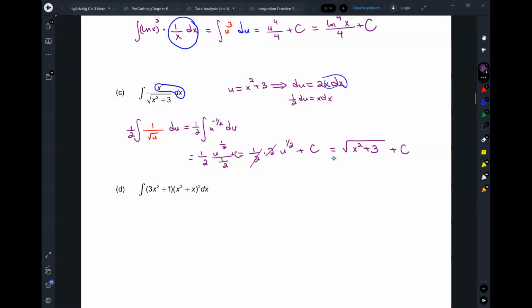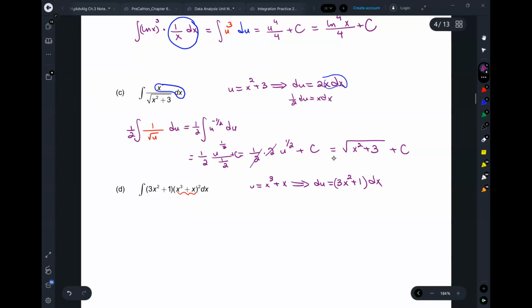Okay. What about this next one? What would you, nope, can't be 2 u's. Look for the more complicated part and go inside. x cubed plus x, this one. Just the inside, not with the square, just the inside. Isn't that cool? So look, u is x cubed plus x, right? So what's du? It's 3x squared plus 1 dx, right?